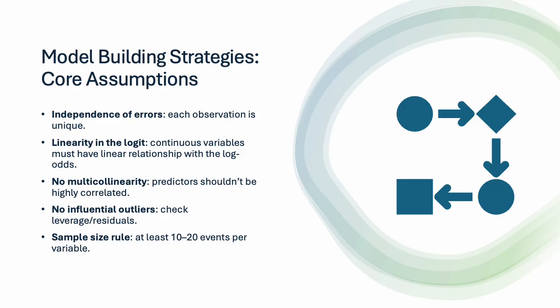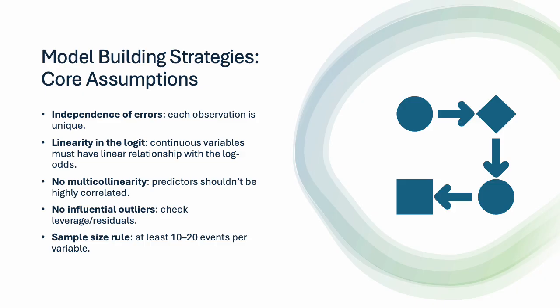So the first one is independence of variables, where each observation is unique. One person's data can't influence another's, and that shouldn't include repeated measures on the same individual. So if we violate this, we can end up underestimating standard errors and inflating the significance of the results.